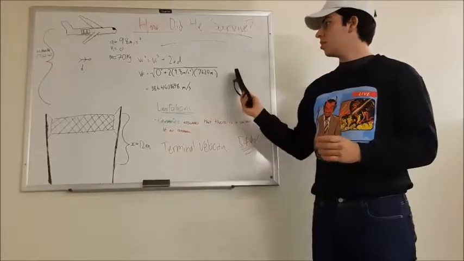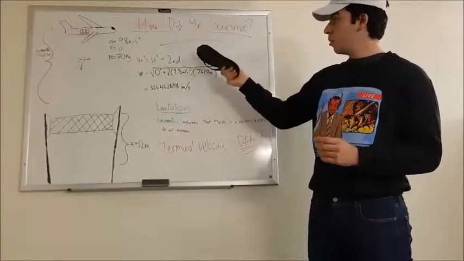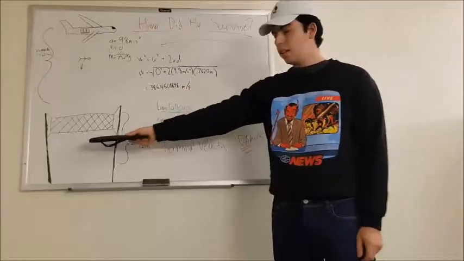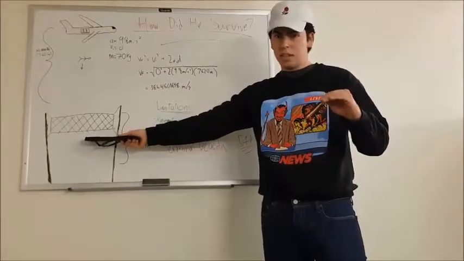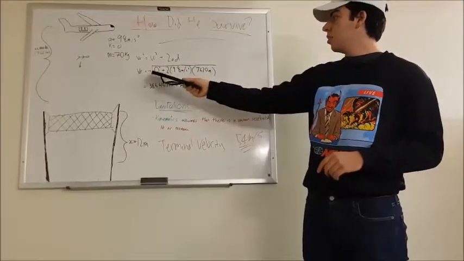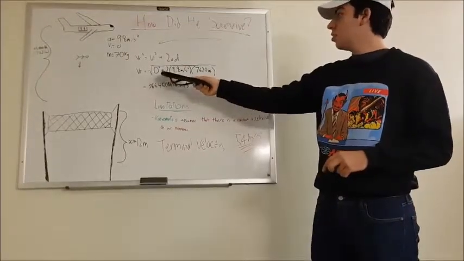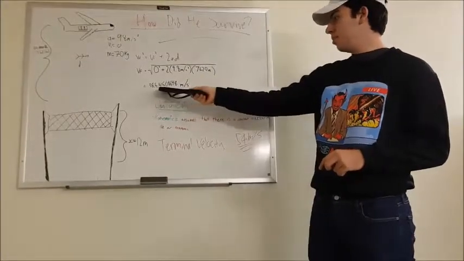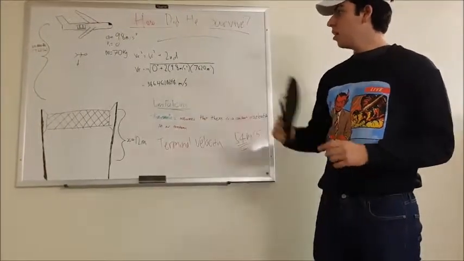So here are my calculations. I use this formula, one of the big five formulas, to find the final velocity right before he hit the net, at the moment he hit the net. I inputted zero velocity, 2 times the acceleration times the distance, which comes to this number. And this was the final velocity.